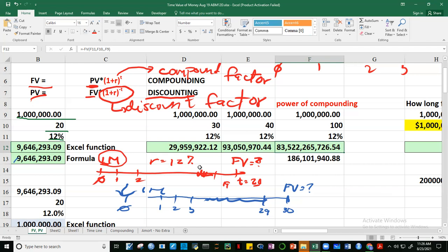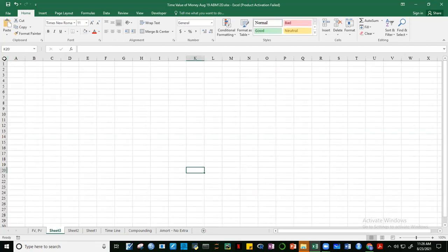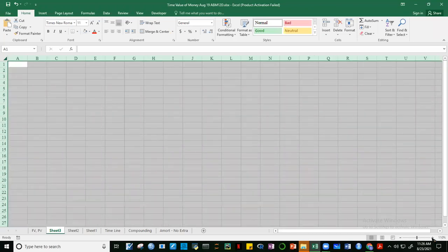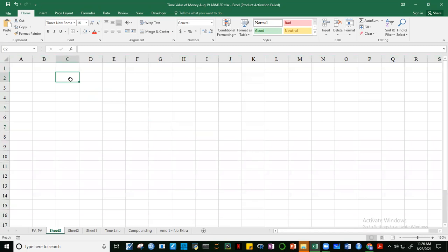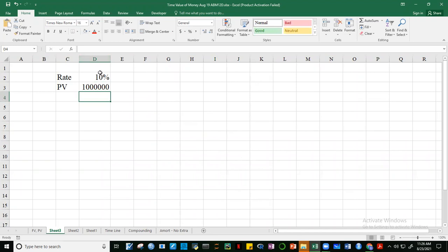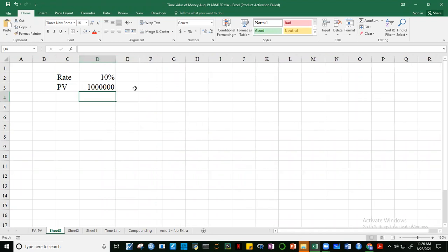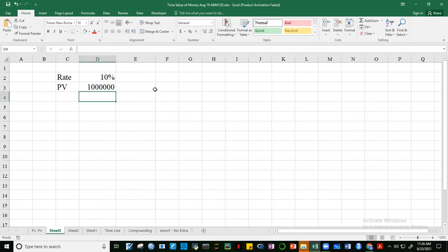Okay? So may I invite you to open an Excel sheet very quickly. Magawa lang tayo ng maliit na exercise dito. Okay. So we know, ilalagay ko lang siya sa C2 guys para if you want, para sana you follow along. 10%. Tapos yung PV natin, di ba, present value is 1 million. So that's 1 million.